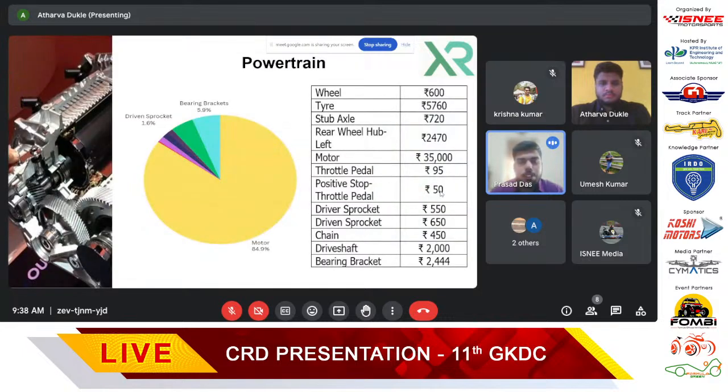The powertrain consists of various parts such as wheel, tire, stub axle, rear wheel hub, motor, throttle pedal, positive stop, driver sprocket, driven sprocket, chain, drive shaft, and bearing bracket, where many of the parts are brought in while some of them are manufactured in-house.